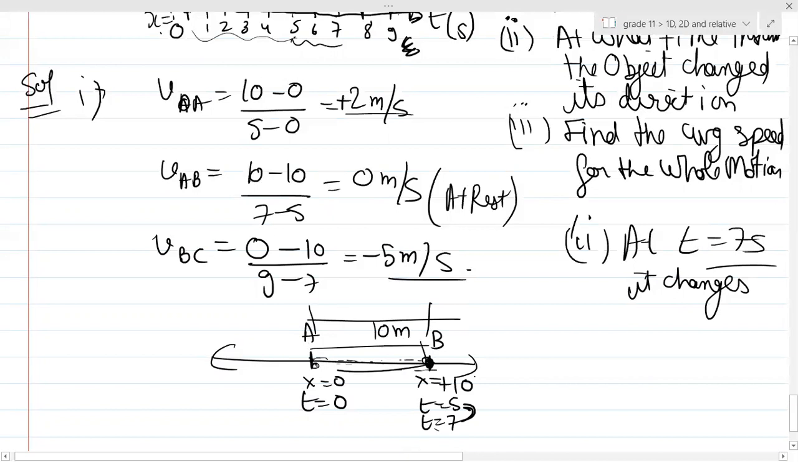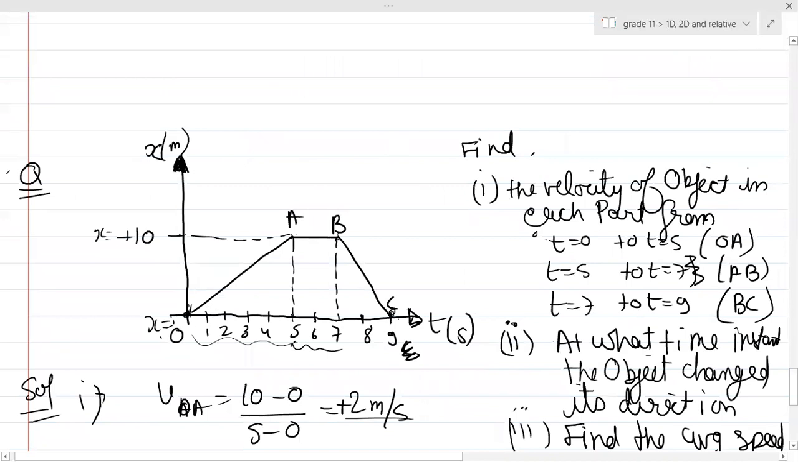10 meter plus 10 meter, 20 meter. The total distance is 20. What is the total time? How much time did it take for the whole journey? Sir, will we include the time where it was at rest? Yes, you have to include that time as well. So what is the total time of the journey?